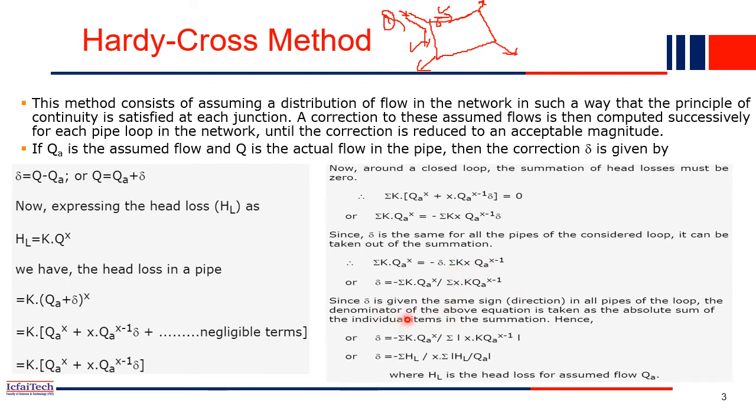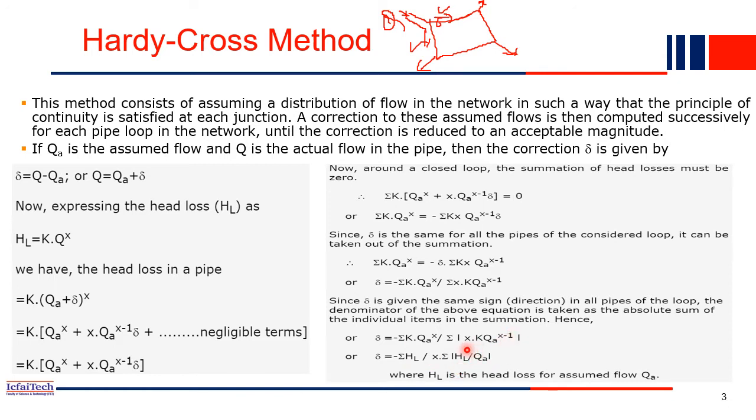Since delta is given the same sign in all directions, in all pipes in the loop, the denominator of the above expression is the summation over the individual pipes. So if you simplify this expression, what you get is delta equal to the summation of K Q_a to the power x, divided by the summation of x K Q_a to the power x minus a. We can denote the numerator as HL. So delta equals the summation of HL divided by the summation of K Q to the power x minus a.